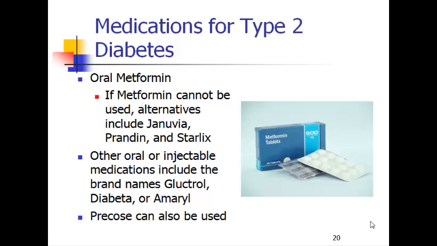medications can be added. Examples of these drugs include Glucotrol, DiaBeta, or Amaryl, which stimulate the pancreas to produce and release more insulin. Precose, or acarbose, is another drug that blocks the action of the enzymes that break down carbohydrates in the intestines. Low-dose aspirin therapy may also be prescribed in special cases, along with antihypertensives and cholesterol-lowering medications in order to prevent heart and blood vessel diseases.